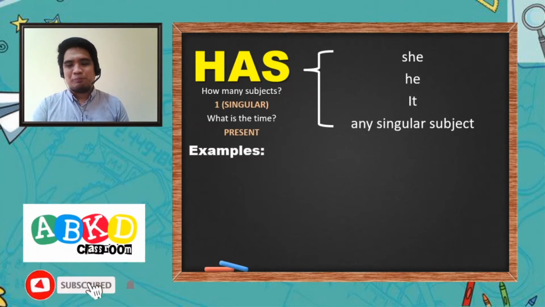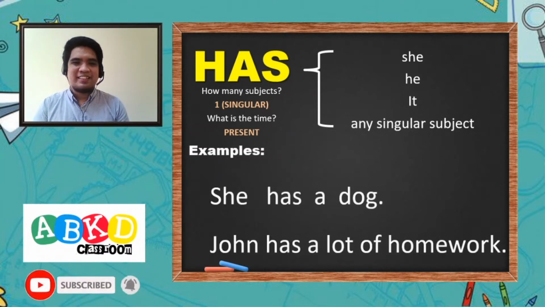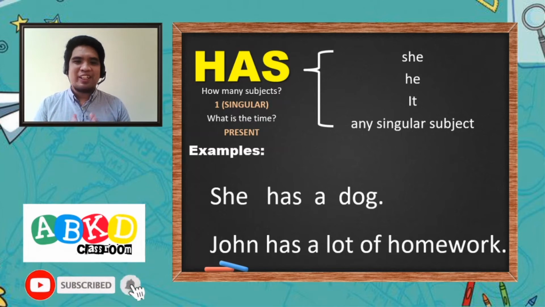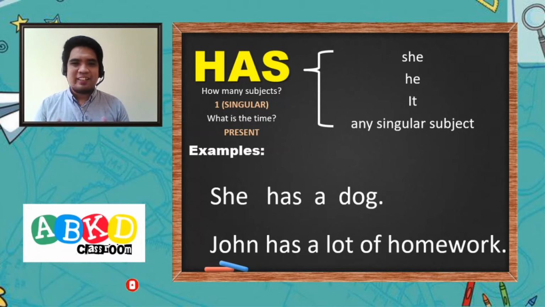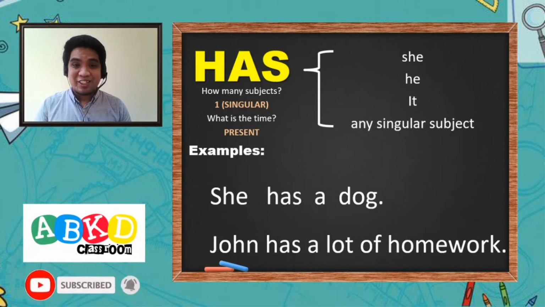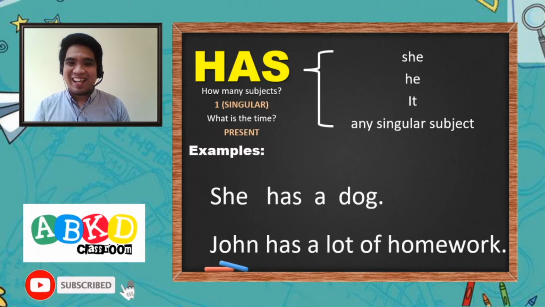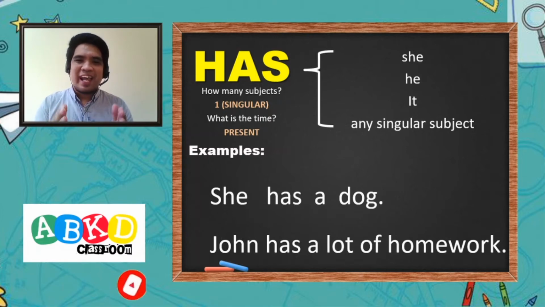Let's have an example. She has a dog. And John has a lot of homework. Okay, so let's try to understand the sentence first. Ito bang sentence natin ay nag-express ng present situation? And the answer is yes. Okay? So, paano natin nasabing nasa present? Kasi gumamit tayo ng has. So how can we be very sure that our has in the sentence is correct?